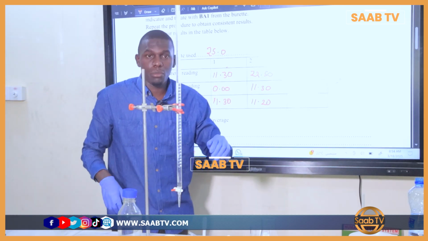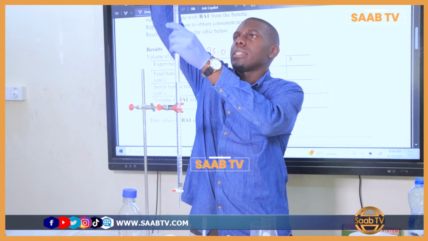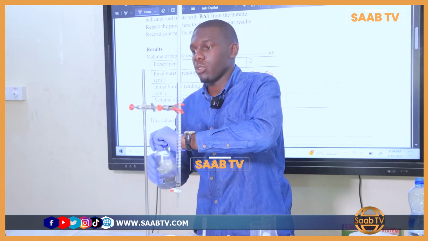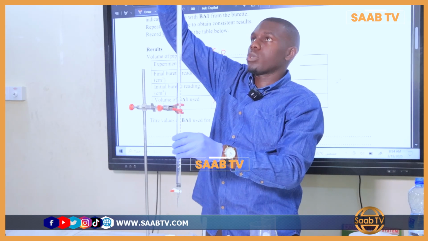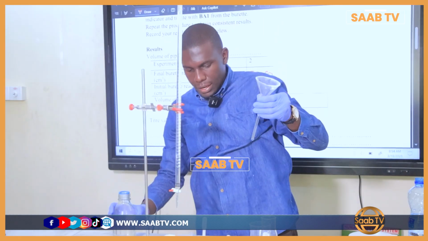I have to refill because the acid is almost getting done. So I refill back up to 0. Otherwise, if I don't add in, you might run the whole acid out and you don't have any more to complete the neutralization. So I add in more acid to the burette, back to the 0 mark. So we've added in more acid.